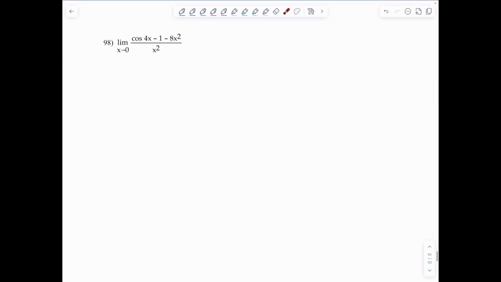Okay, one more. We have the limit as x approaches 0 of cosine 4x minus 1 minus 8x squared over x squared. So cosine of 4x as a Maclaurin series would be 1 minus 4x quantity squared over 2 factorial plus 4x to the 4th over 4 factorial. This is why you do need to memorize those Maclaurin series that were on the table that I showed you earlier, because you use them here. Okay, so let's go ahead and replace cosine 4x with all of this here.